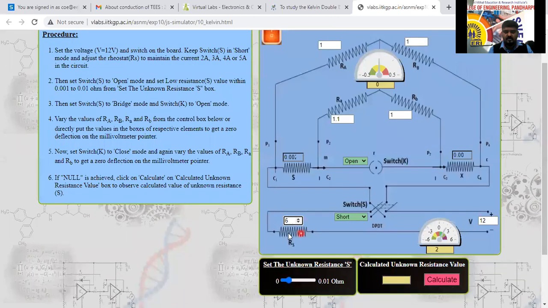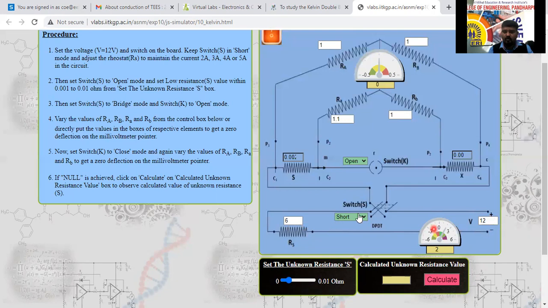Okay, see here. As I increase the resistance, the current will decrease. Previously resistance was 1 and the current was 12. Now resistance is 6, so the current will be 2 ampere. What is the voltage? 12. Resistance is 6. I equals V by R, 12 by 6, how much is it? 12 by 6, 2 ampere we are getting here.